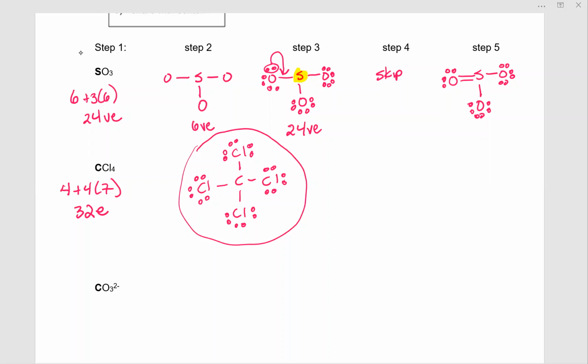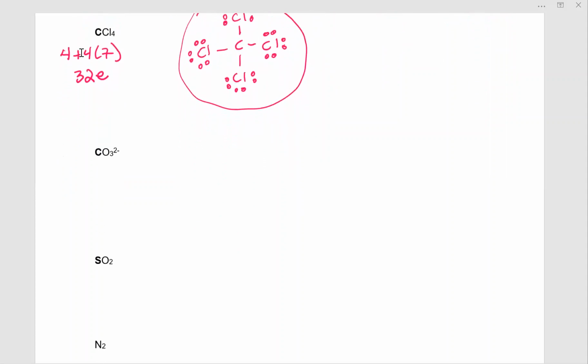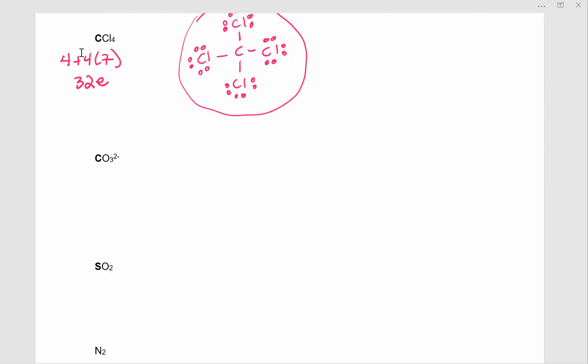The next one that we are going to do is a polyatomic ion, CO3 2-. And the tricky thing here is counting the number of valence electrons. So we have 4 from the carbon plus 3 times 6 from the oxygen. But then we're going to add an extra 2, and that comes from the 2-. So when we total up how many electrons we have here, we have a total of 24 valence electrons. So we're going to connect everything to the central carbon atom.